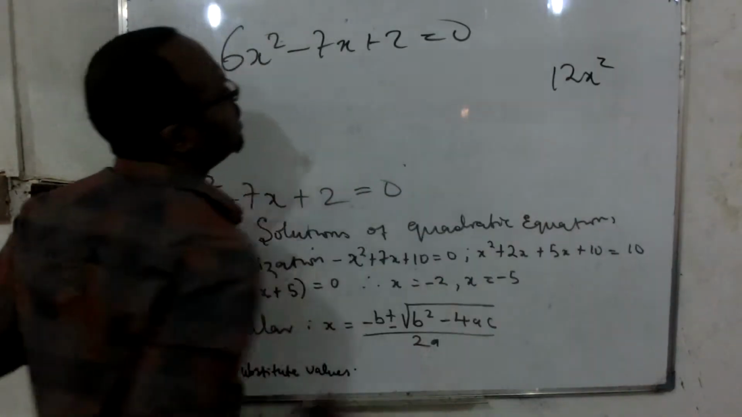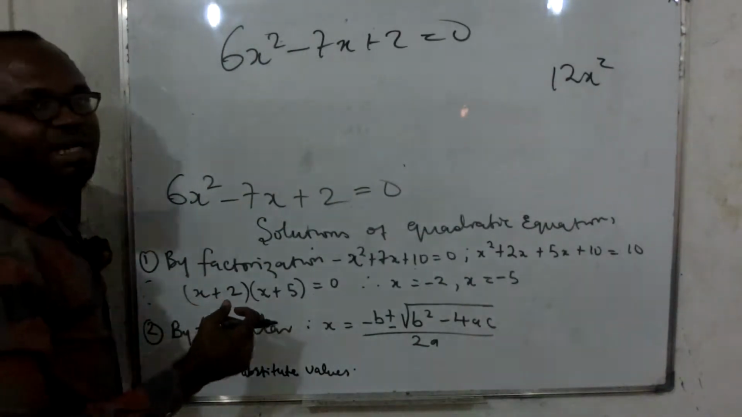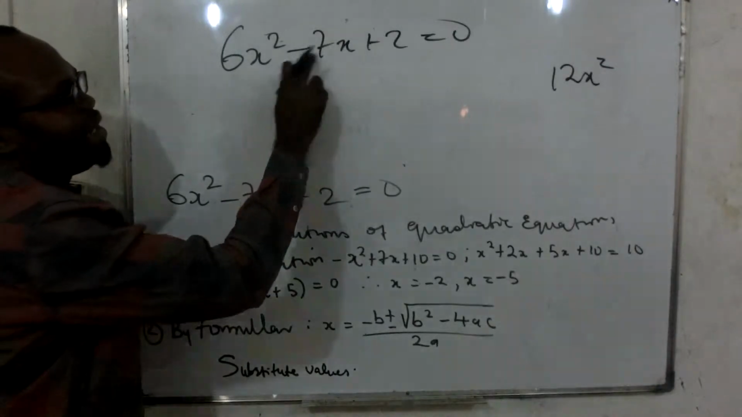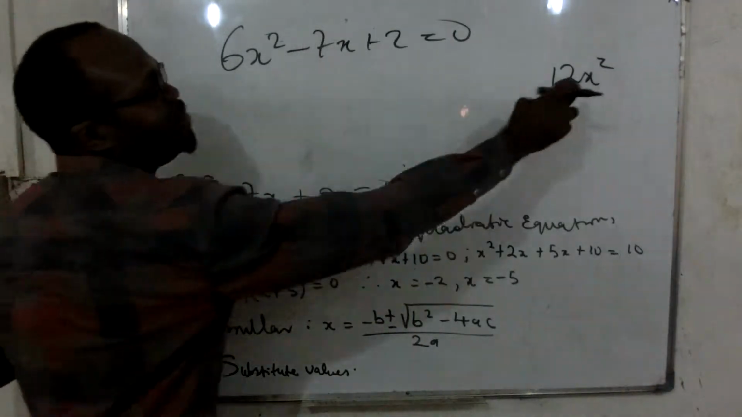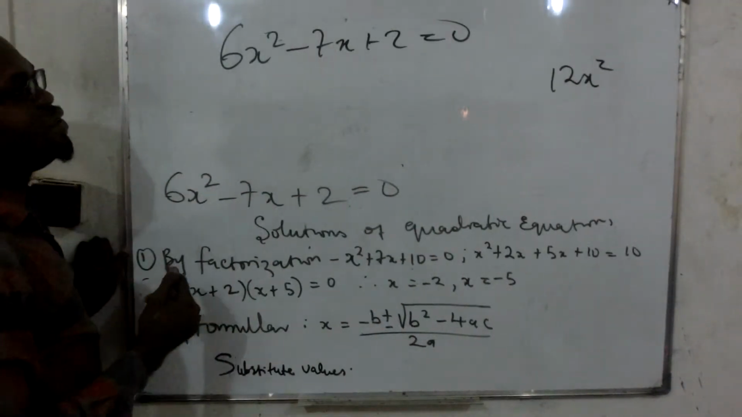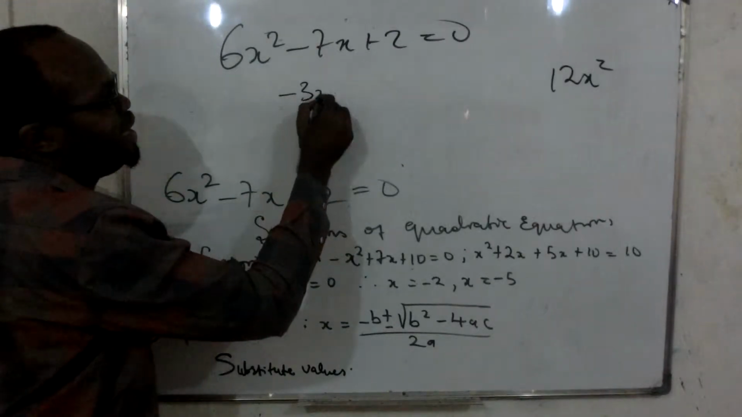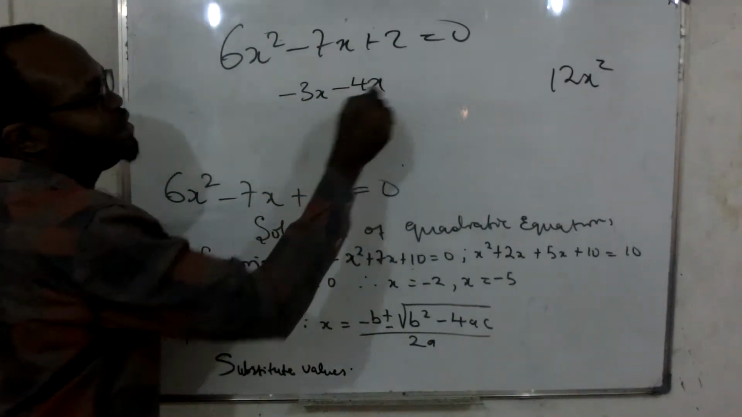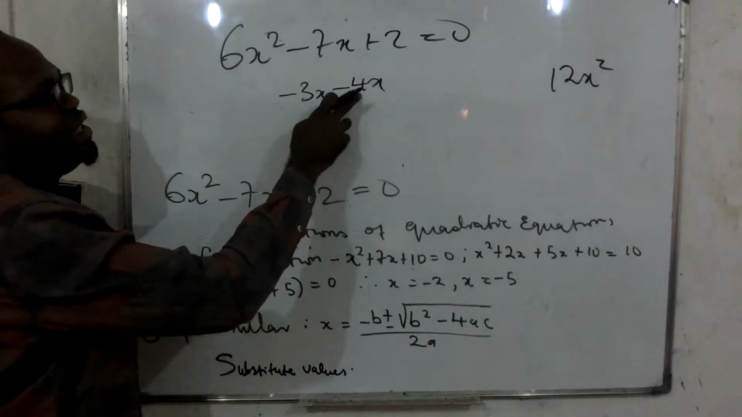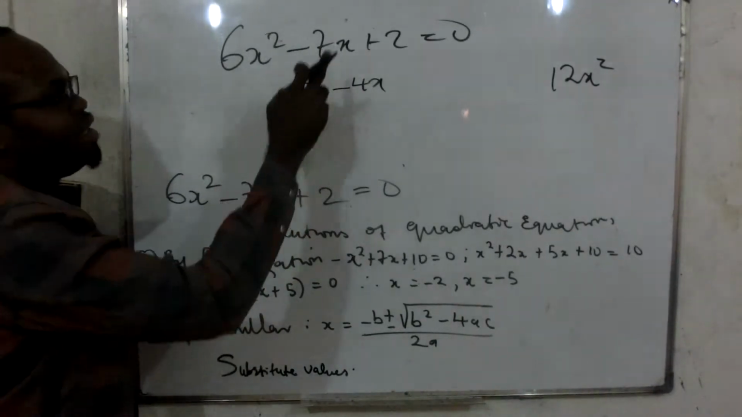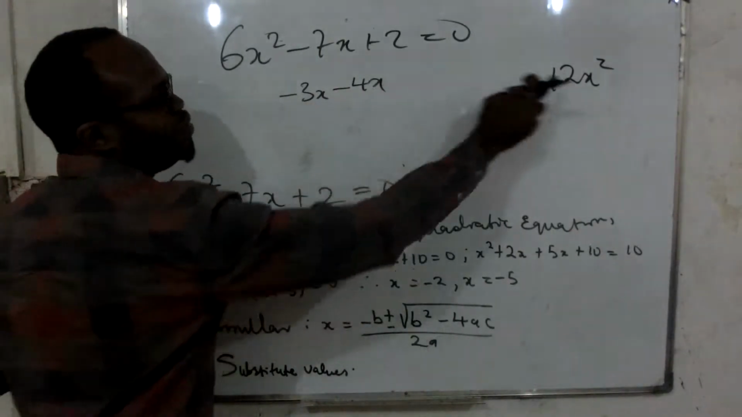12x squared. Now ask myself, what are the two numbers that when you add them up, you get minus 7x, but when you multiply them, you get 12x squared. So what are those numbers? Minus 3x and minus 4x. Because minus 3x minus 4x will give me what? Minus 7x. Minus 3x times minus 4x will give me this.